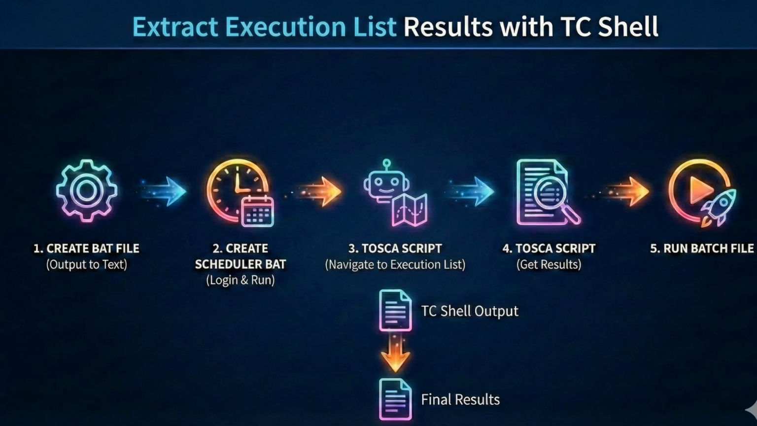Now this Tosca script will contain some commands which will navigate to a particular execution list, and then it will get all the results from each execution list in your workspace. That in turn will also contain another Tosca script, which will just get the results of your pass fail. Once you have all of these files, you just need to run the batch file which you created earlier, and it will generate the TCShell output and store it in a text file.